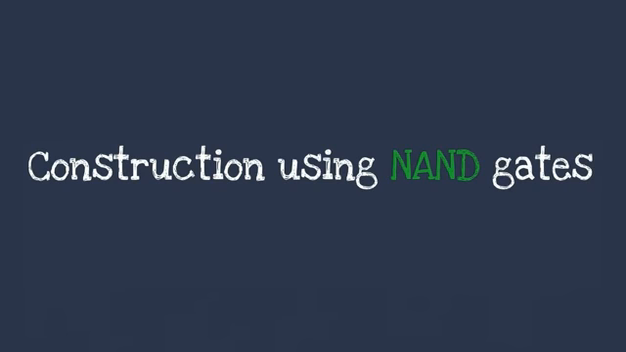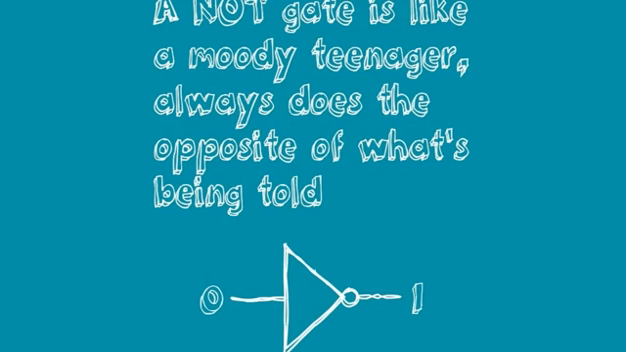Okay, and the first is simple NOT gate. It has single input and inverted output. A NOT gate is like a moody teenager, always does the opposite of what's being told. Okay, that is the complemented.